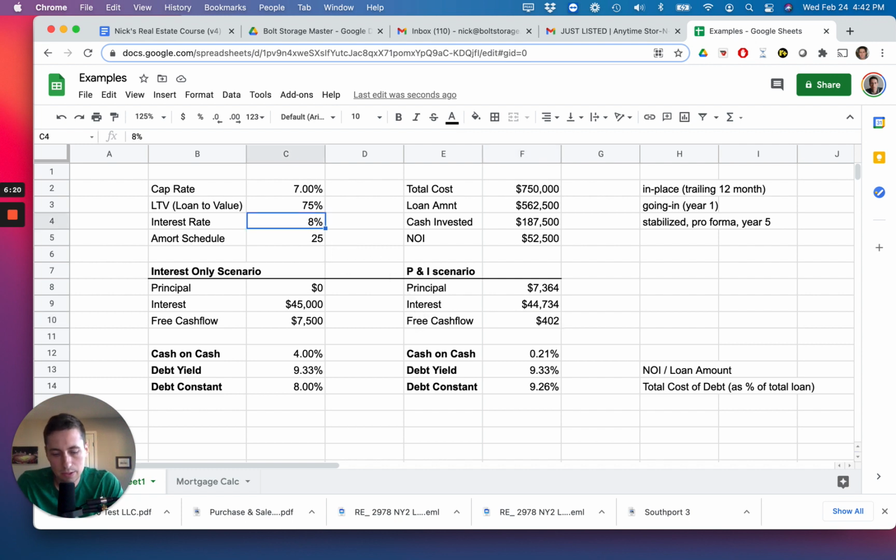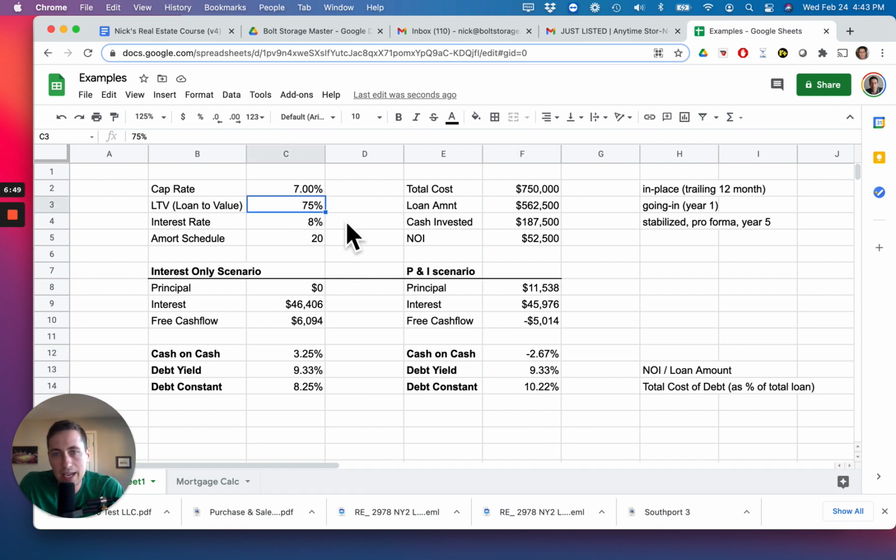Let's take it to 8.25%. Boom, we're negative. Our debt constant has outgrown our debt yield, and now we have negative cash flow. This asset is losing money. If we buy a 7 cap asset and we have to pay principal and interest on a 25-year term, we are losing money. Let's say the banks tighten up a little bit and we have to go on a 20-year term. Boom, even worse. Our debt constant's up to 10.22%.